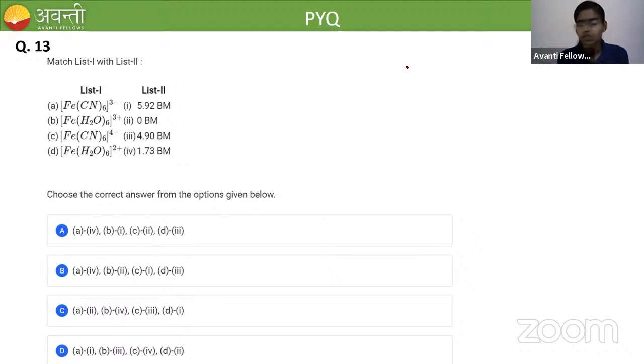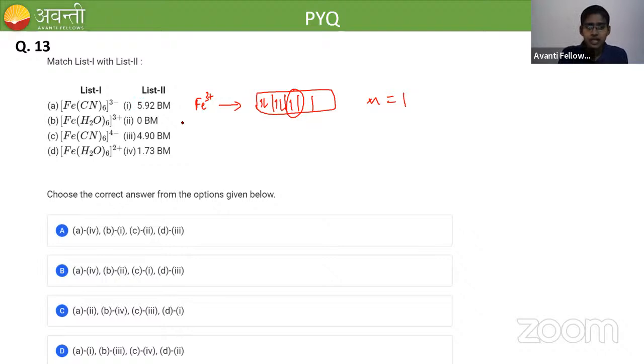So for compound A, how many unpaired electrons do you get? Iron is in +3 oxidation state with a strong field ligand. +3 contains 5 d electrons, and with the strong field, they are going to get paired, and only one unpaired electron is going to be present in the system. So n value is equal to 1. So A goes to 4. 1.73 will be the magnetic moment.